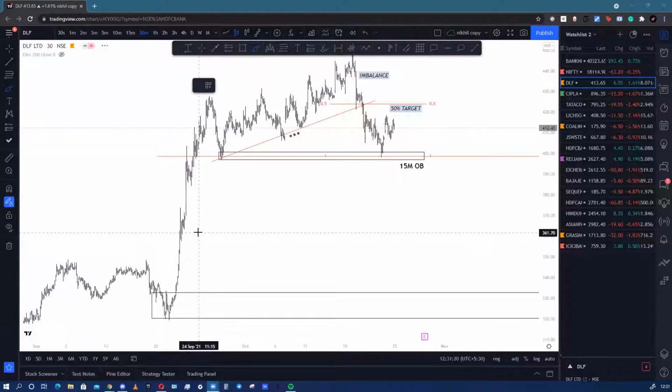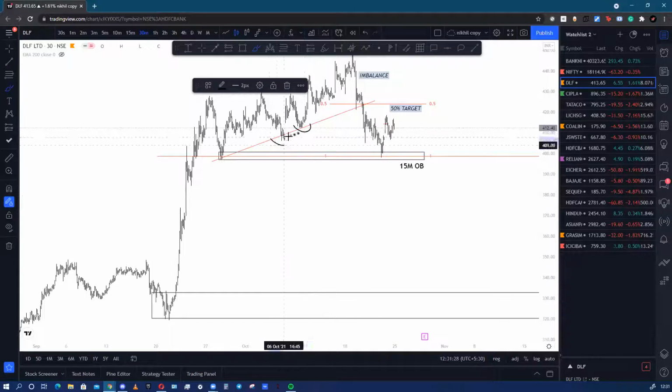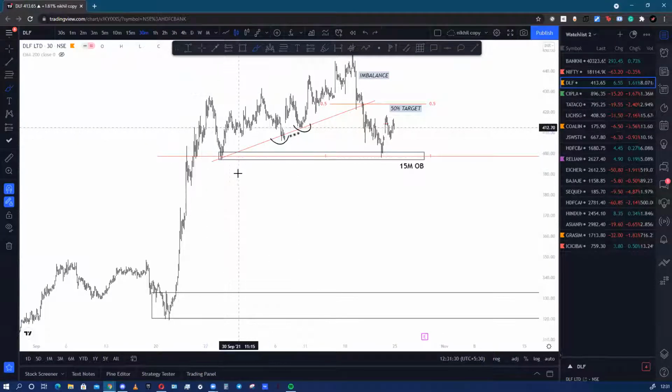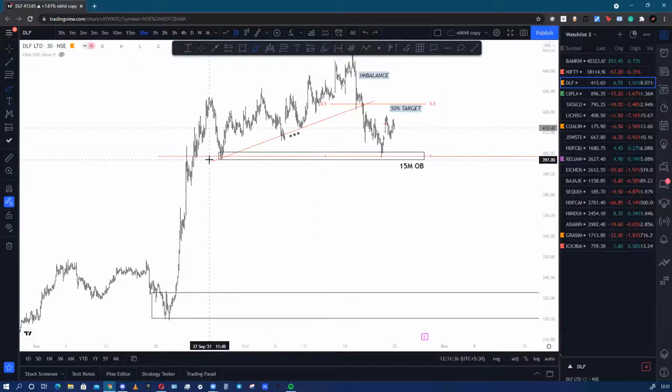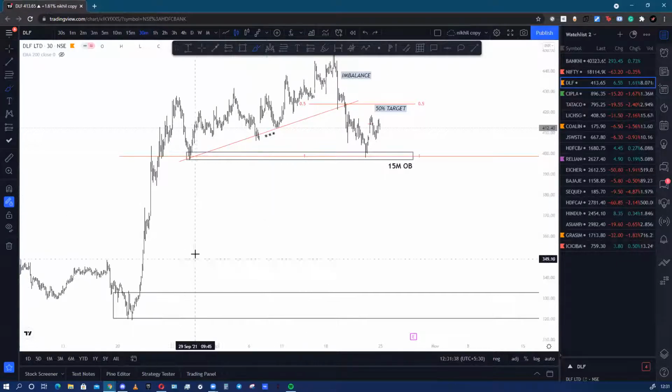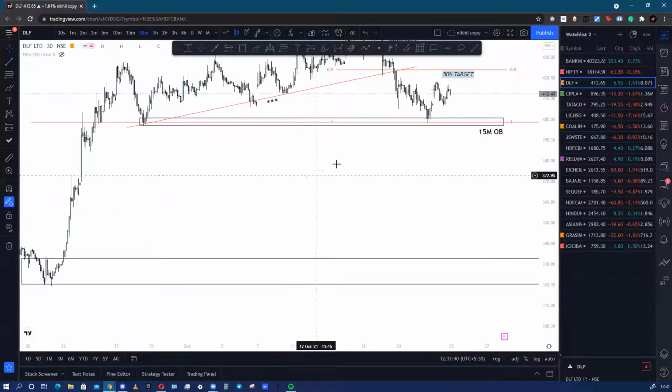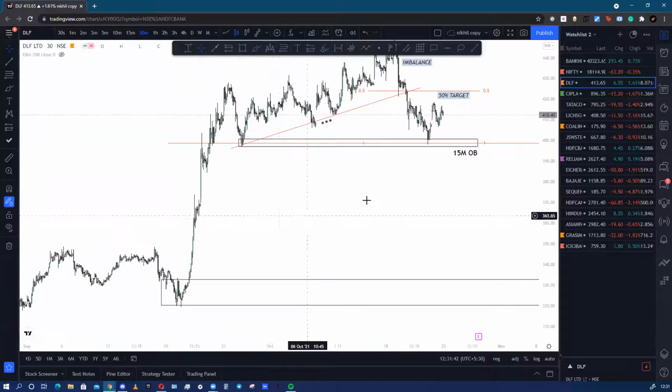So this is a chart of DLF on 30 minutes time frame, and as you can see, the stock went down just because of this trend line liquidity. Okay, and eventually we have grabbed that trend line liquidity and took a support from this demand area right here. Okay, and also we have this huge imbalance move below on DLF.